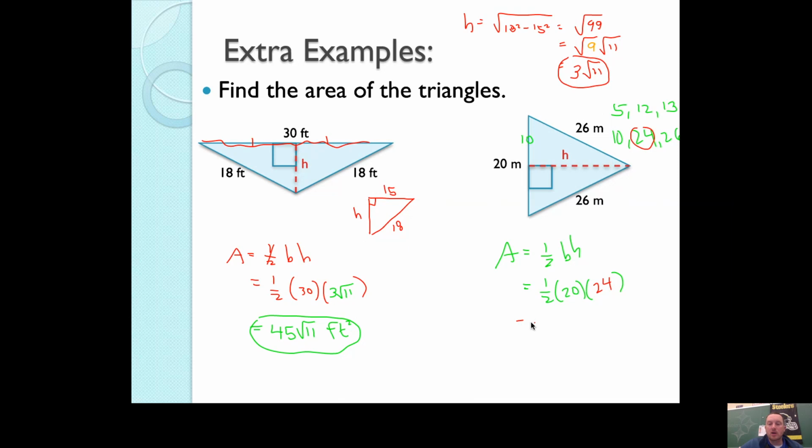So here's your answer. And notice how there's no radical involved in here at all. So your answer is in simplest radical form. Half of 20 is 10. 10 times 24 is 240. And don't forget your unit needs to be squared. Meters squared. You're going to see problems like this on your homework.